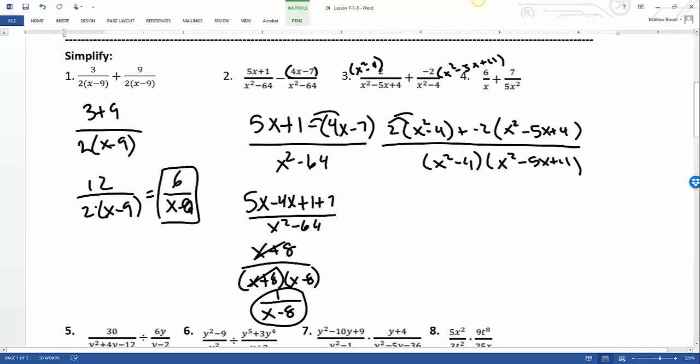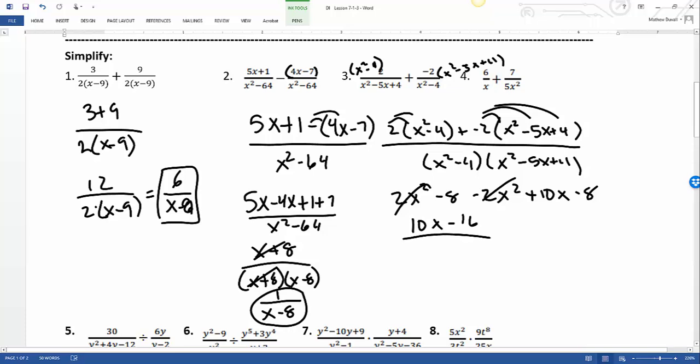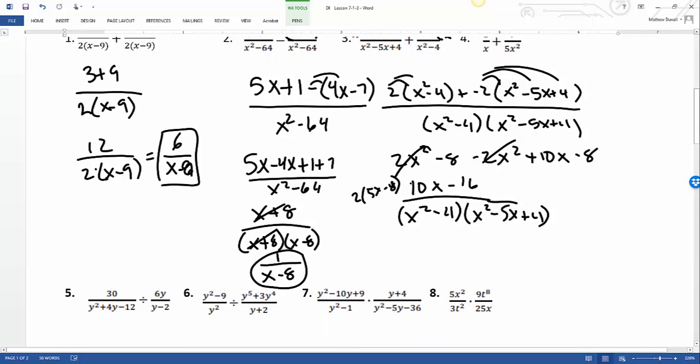So distribute. So you get 2x squared minus 8. Distribute. Minus 2x squared plus 10x. And then is that minus 8? So the x squareds cancel out. Then you're left with 10x minus 16, and then on the bottom, you get x squared minus 4, and then x squared minus 5x plus 4. Does something cancel out? Doesn't look like anything does. I could factor out a 2, and you get 5x, and then minus 4, or minus 8. Yeah, there's none of that in the bottom. So this is your answer.